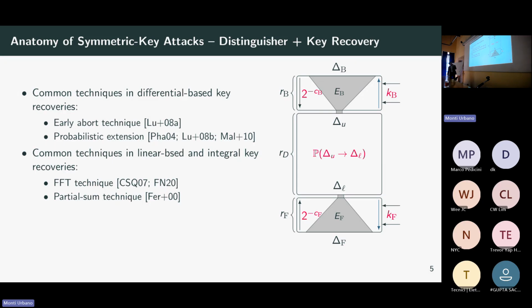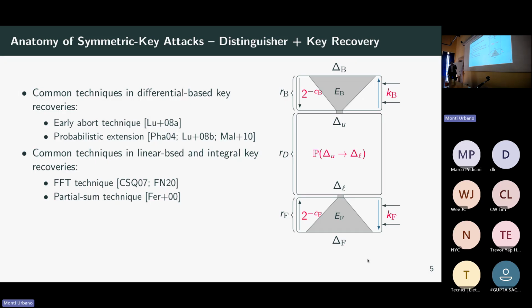For example, in differential-based key recovery, like differential key recovery, boomerang, and differential-linear, we typically use the early abort technique, which is a technique to reduce the time complexity of the attack. Another common technique, known since, I would say, 2004, is probabilistic extension. Instead of extending the distinguisher with probability 1, we can extend it with probability less than 1, and it has been used in almost all of the attacks on 7 rounds of AES.